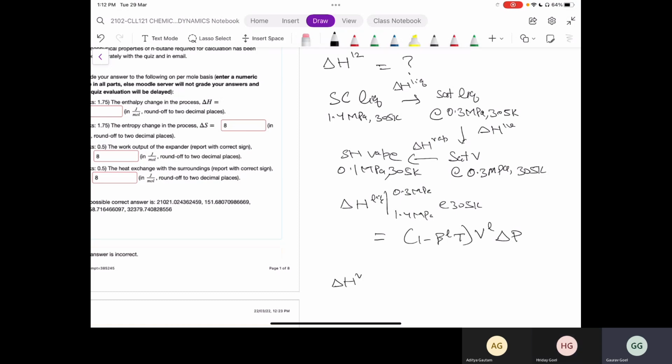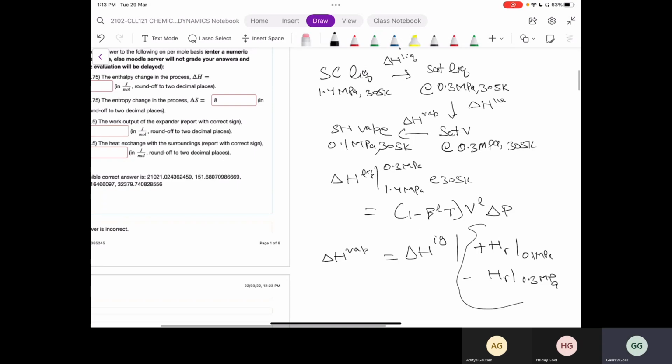Now for the vapor, convert that into two contributions: the change for ideal gas between the same state points, plus the residual at 0.1, which is the final state, minus the residual at 0.3. These two can be obtained from the Pitzer correlation. And the ideal gas term is actually zero because delta T is zero.